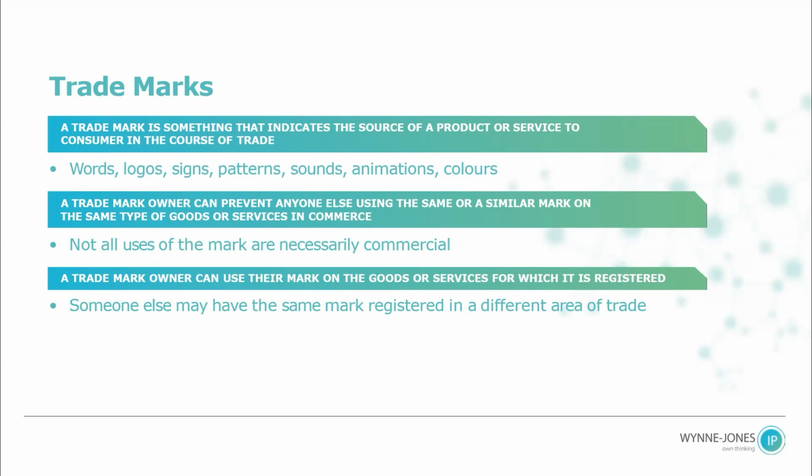A trademark owner, with the trademark right, can prevent anyone else using the same or a similar mark on the same type of goods or services in commerce. So we've got a series of tests here. So it's the same mark, yes, a similar mark. So usually it is different but not so different that a different impression is created. And it's the same type of goods or services. I mean, trading different goods and services can be wildly different. And so you can get no conflict at all between what are nominally identical marks.